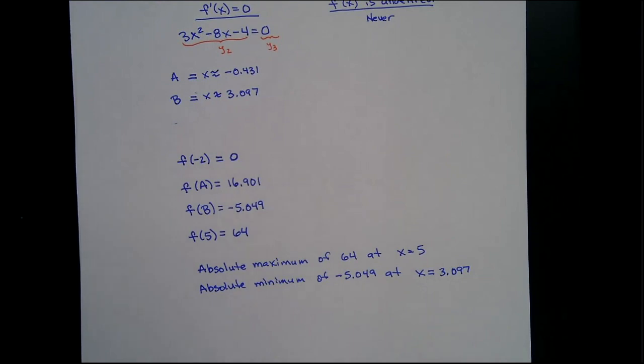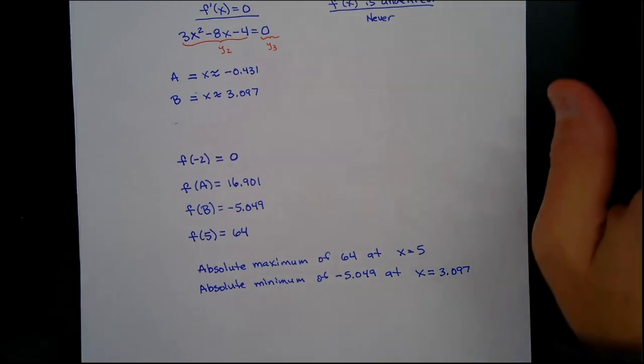All right, so I want to really reiterate this with you guys and make sure you understand this. Like, you got to check the endpoints, okay? So when you're given a closed interval and you're asked to find absolute max or absolute min, all right, you got to find the critical numbers. You got to use the endpoints along with the critical numbers and then put them in and see which one's the biggest and which one's the smallest, okay?